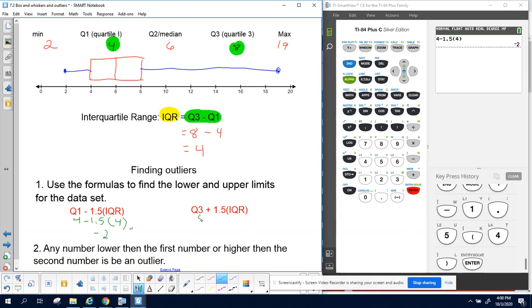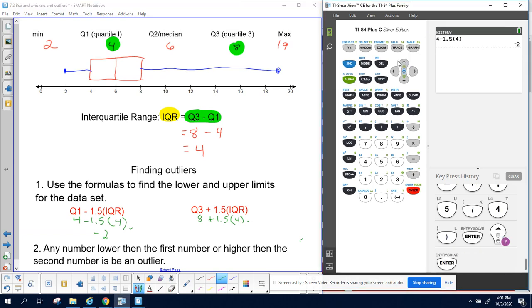Okay, our Q3 number is 8. Add on 1.5 interquartile ranges. Go back to our calculator here. And I can either backtrack and go get that information and change it to a plus, or just retype everything in.